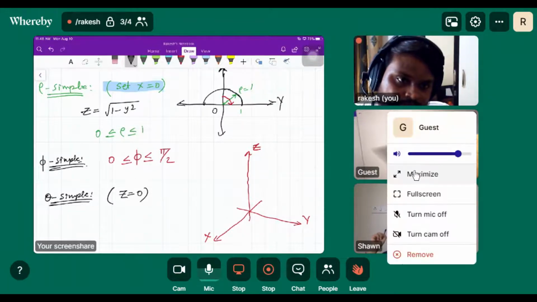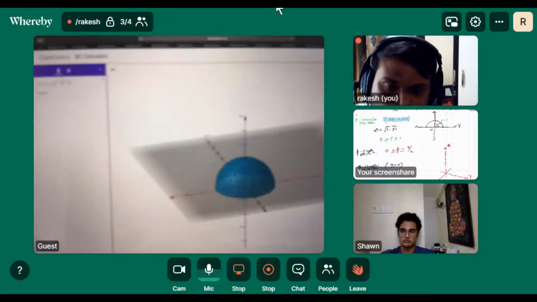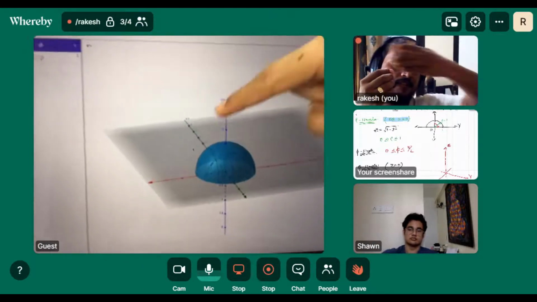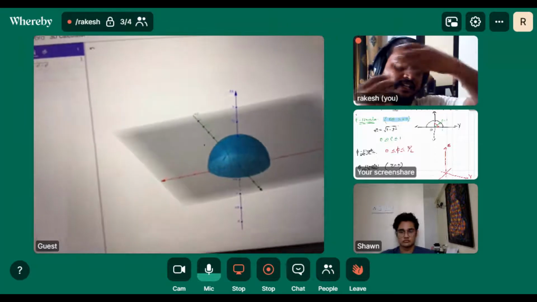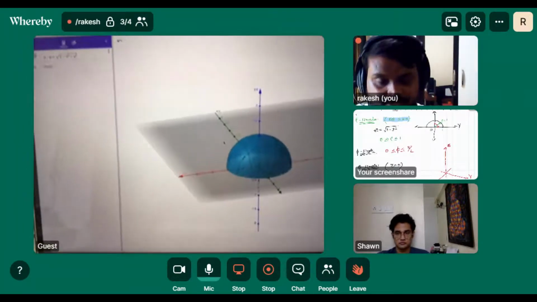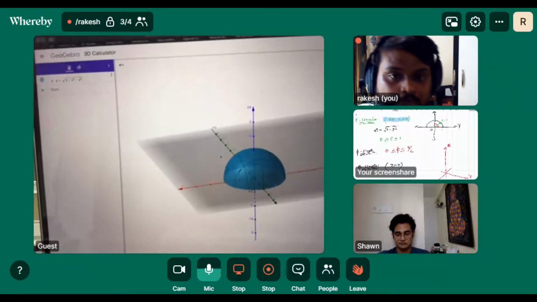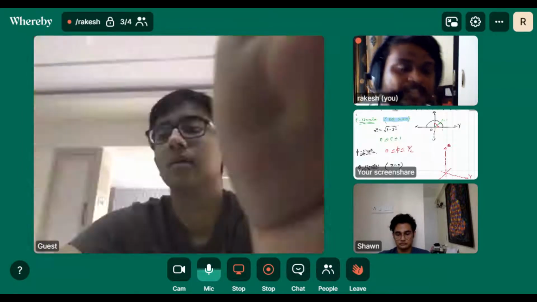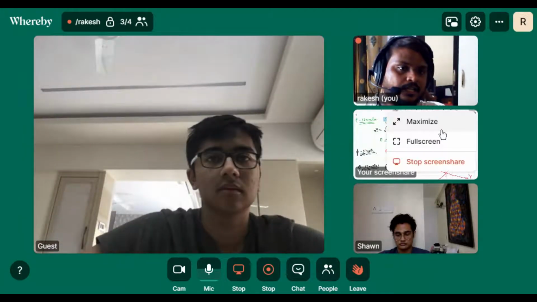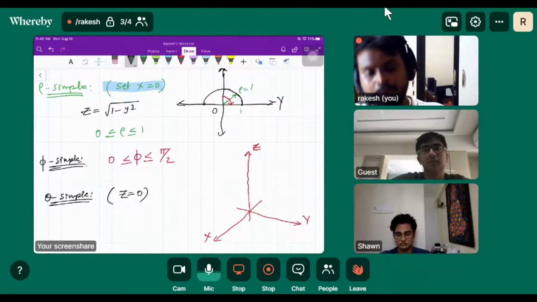So let me maximize that. Theta is the angle around z, so that's from 0 to 2 pi. Phi is going from 0 to pi, and rho is going from 0 to 1. You understand that now?